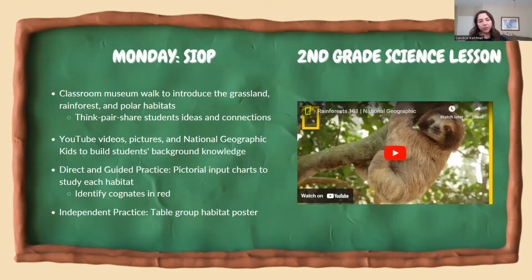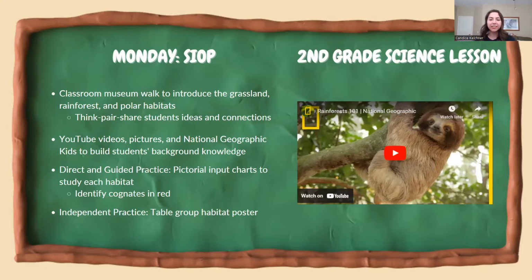Afterwards, direct and guided practice will take place. The teacher will use pictorial input charts to define and characterize the grassland, rainforest, and polar habitats. After modeling this process, the teacher will then call on students to share additional points that they've acquired throughout the day to add to the pictorial charts. Teacher will provide in-the-moment feedback to help students nurture their learning.